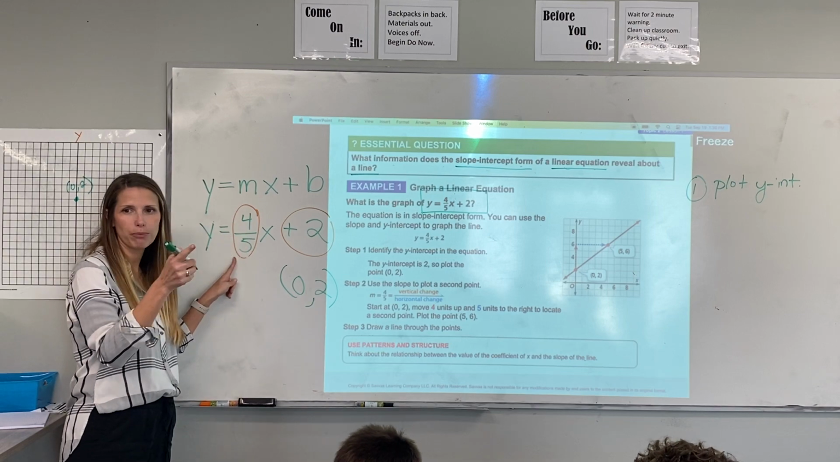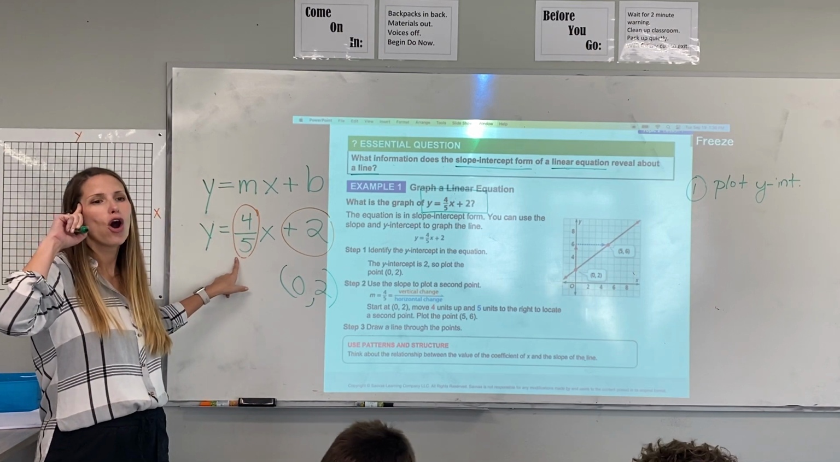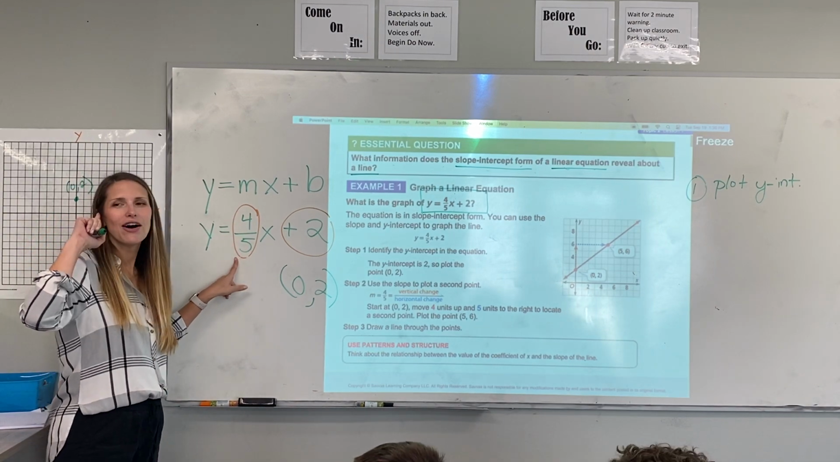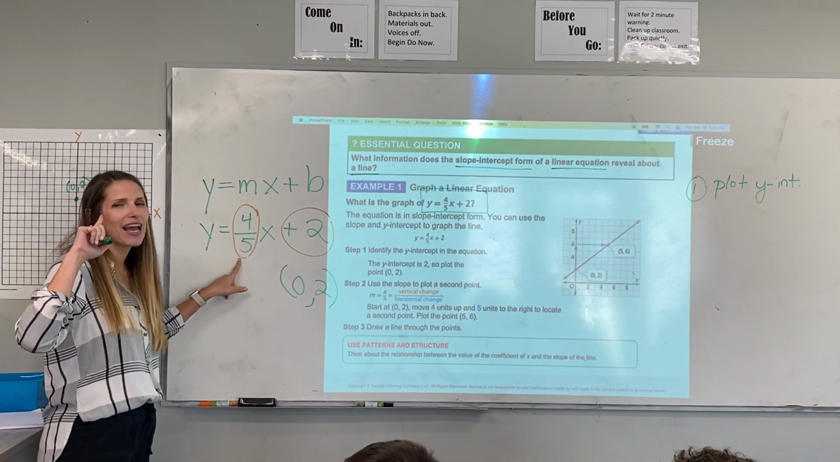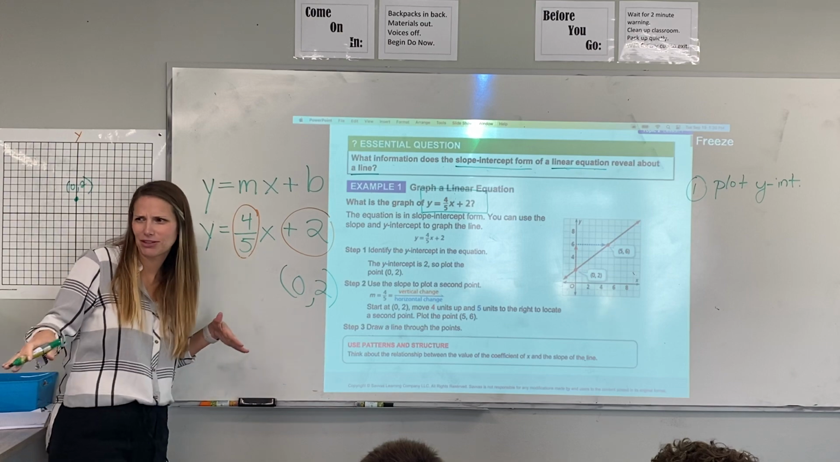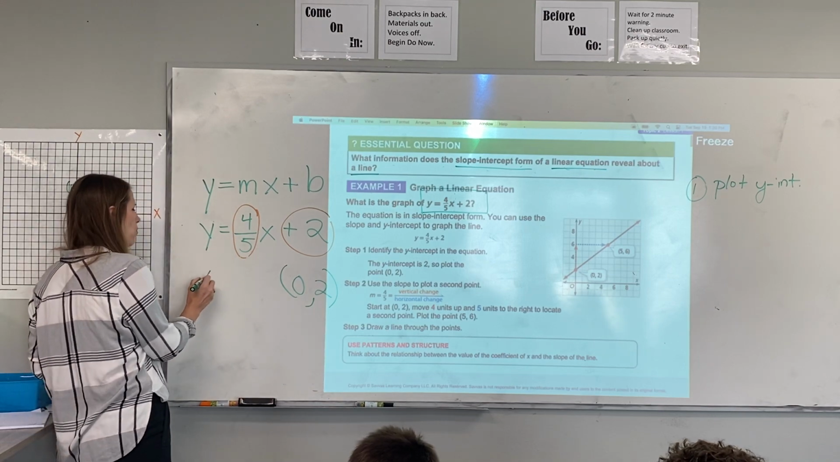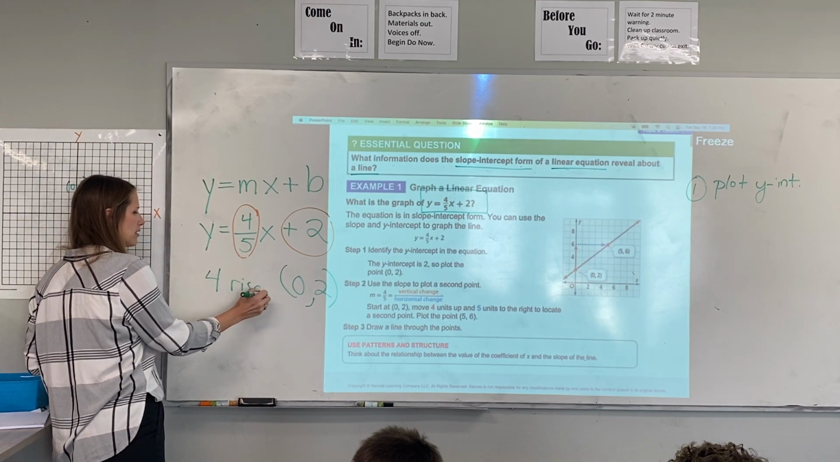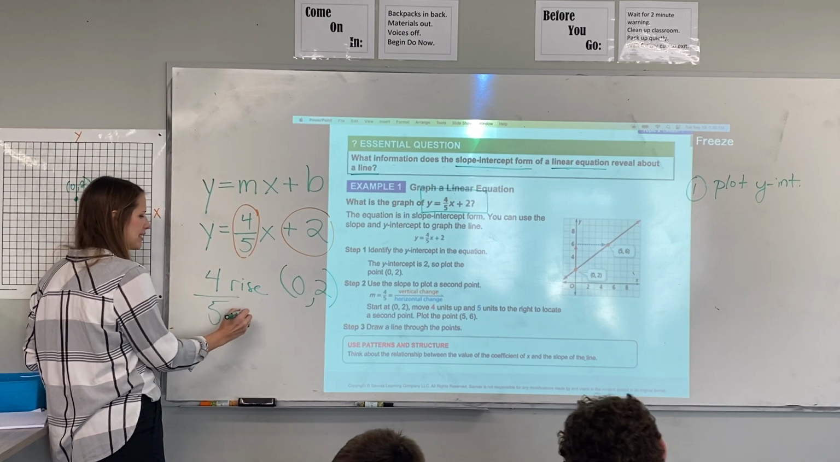And she said something very important. She said rise over run. Stop trying to get more candy, okay? I love candy. So she said we have to look at the rise over run. Now she's using synonyms for slope. I love it. So the 4 is our rise, and the 5 is our run.